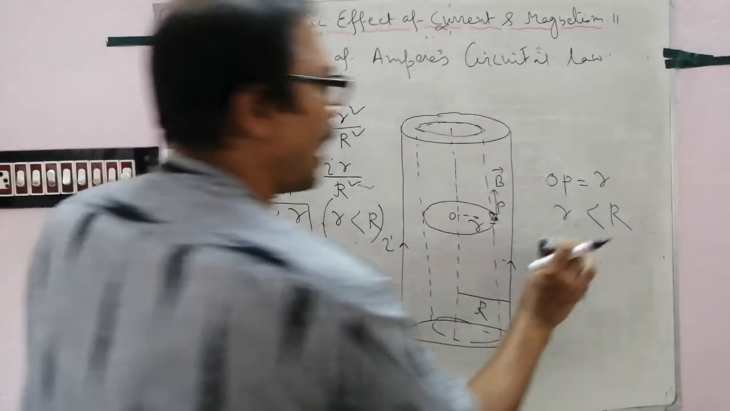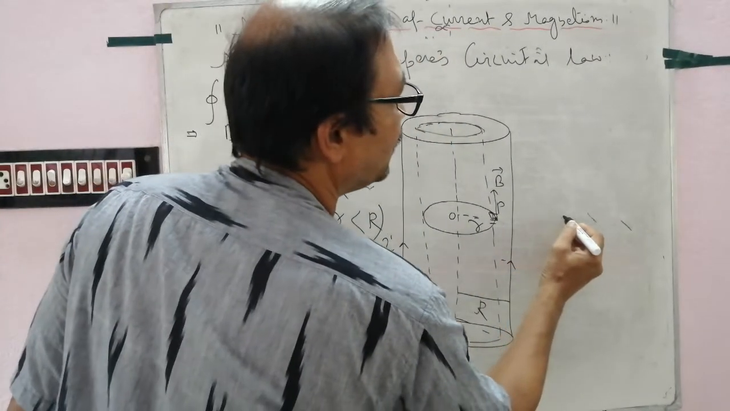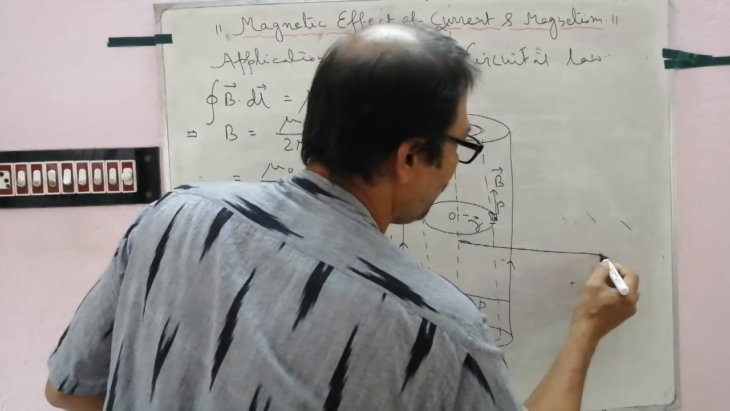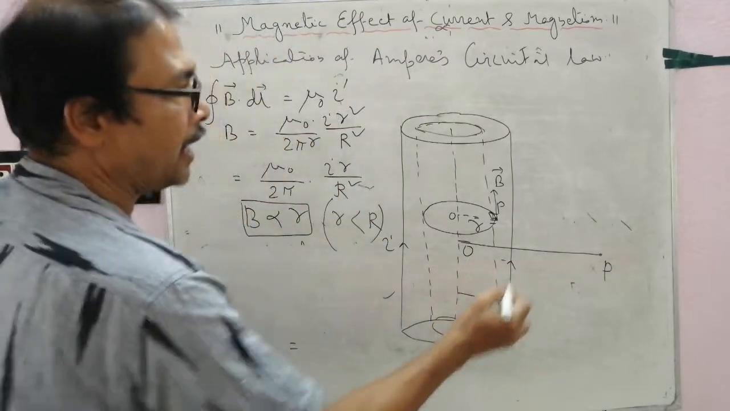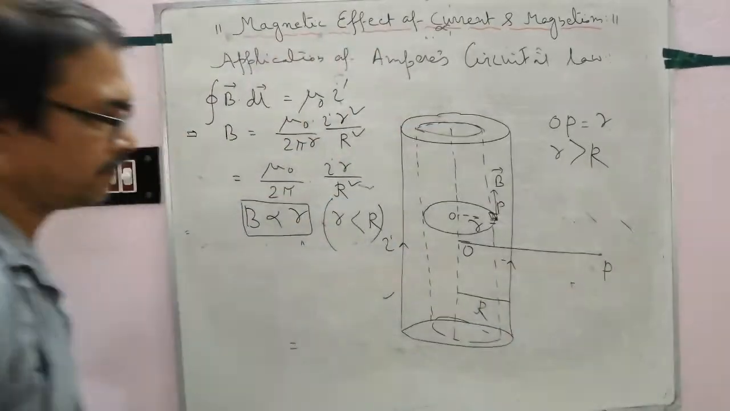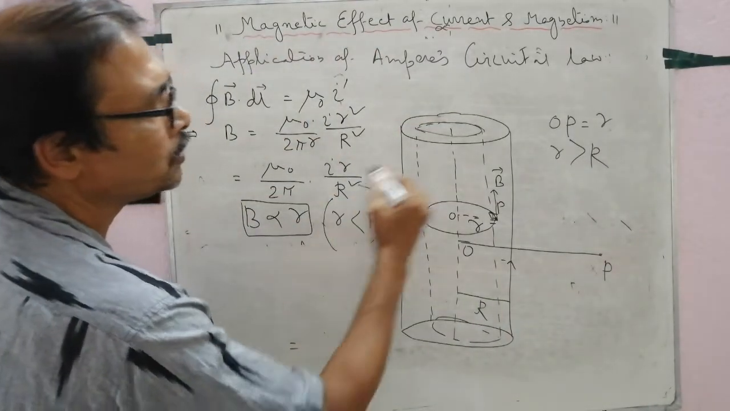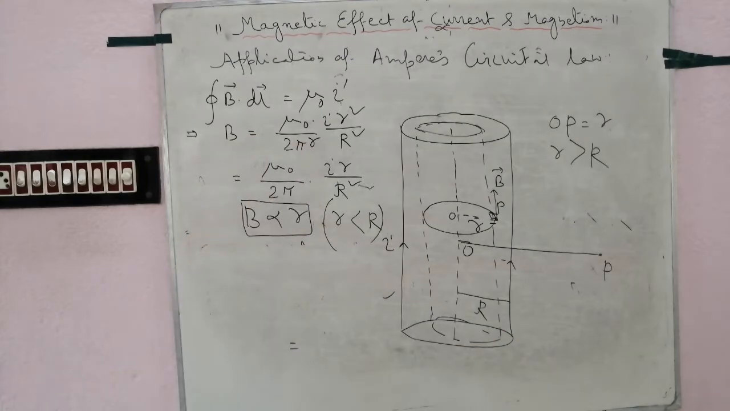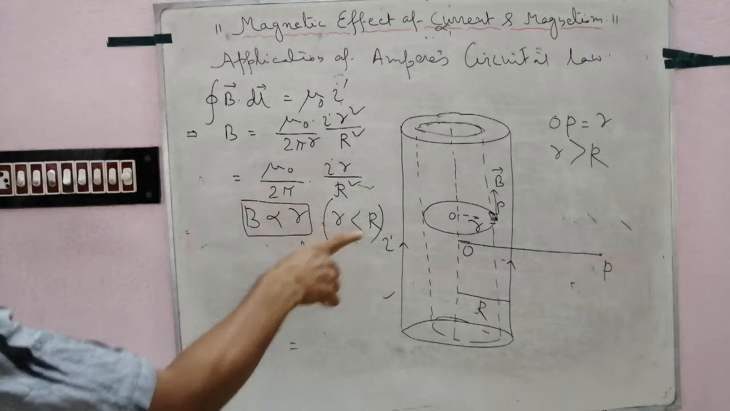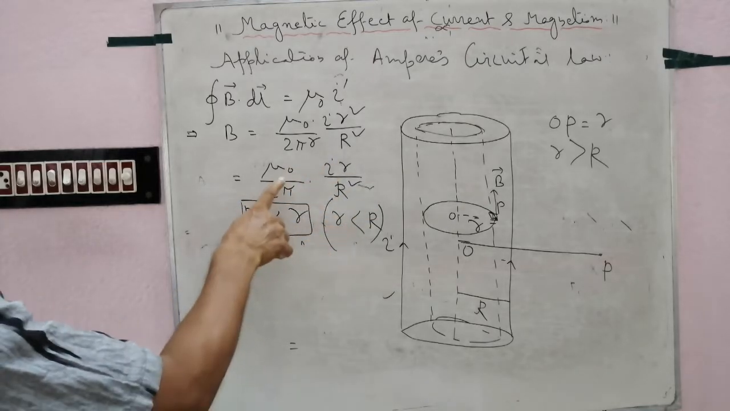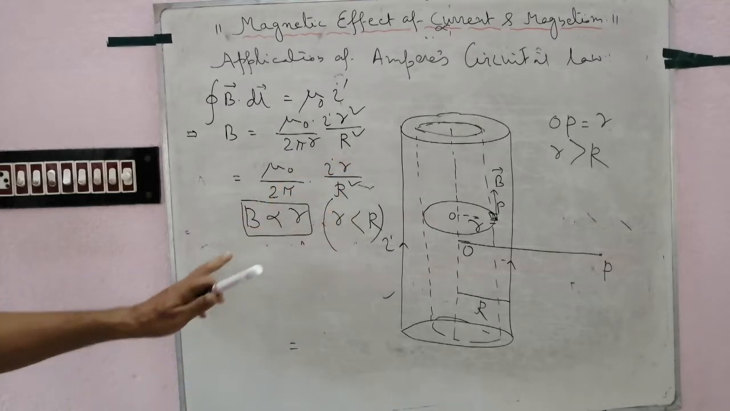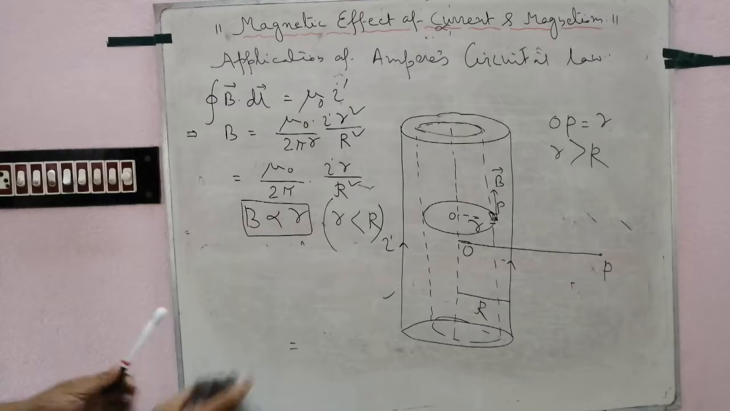But for a point outside, suppose here you have to find the field at distance OP equal to r, where r is greater than capital R. So you have to draw a closed loop with radius OP equal to r. Very important point: inside, B is proportional to small r, mu naught by 2 pi into I r by capital R square.